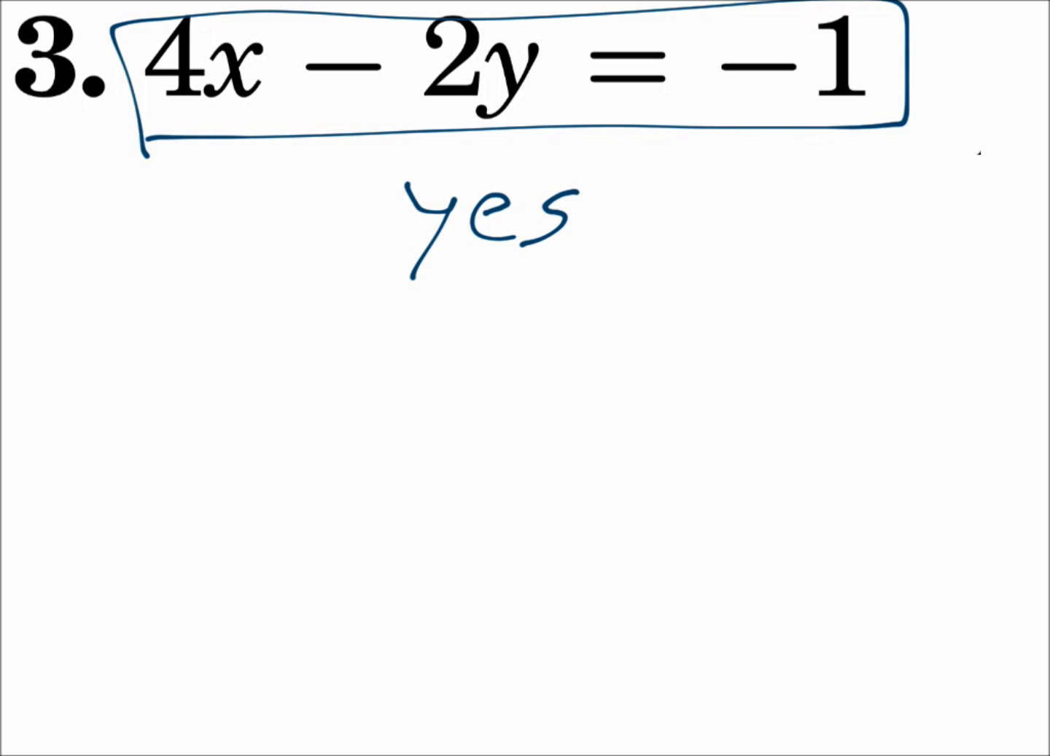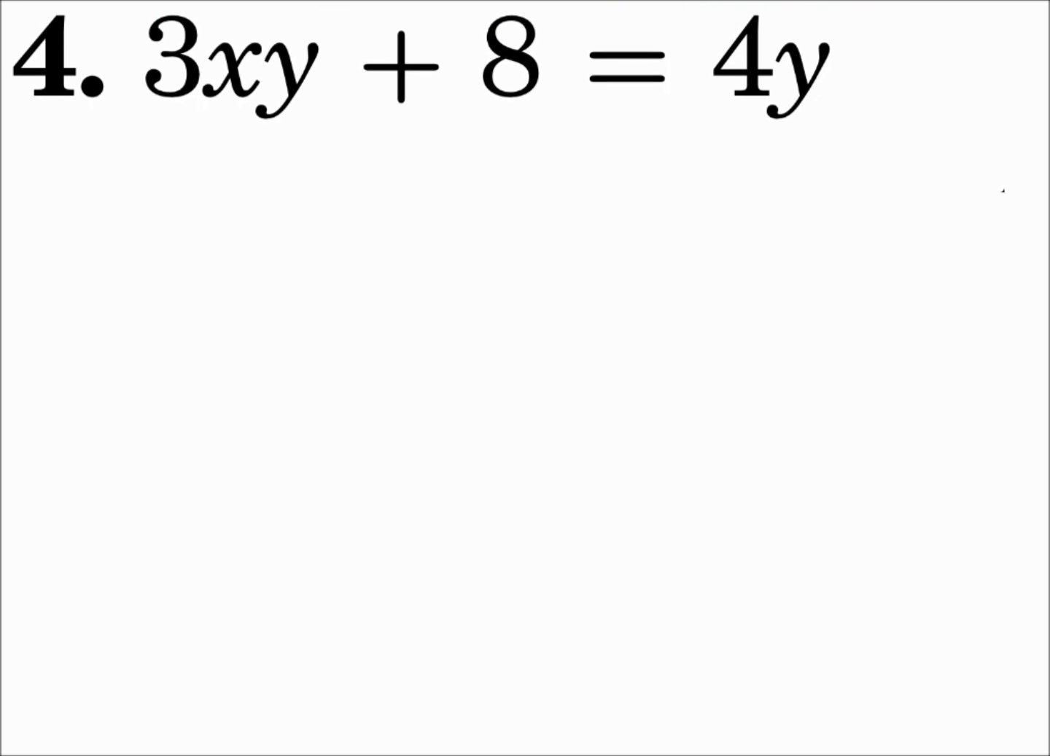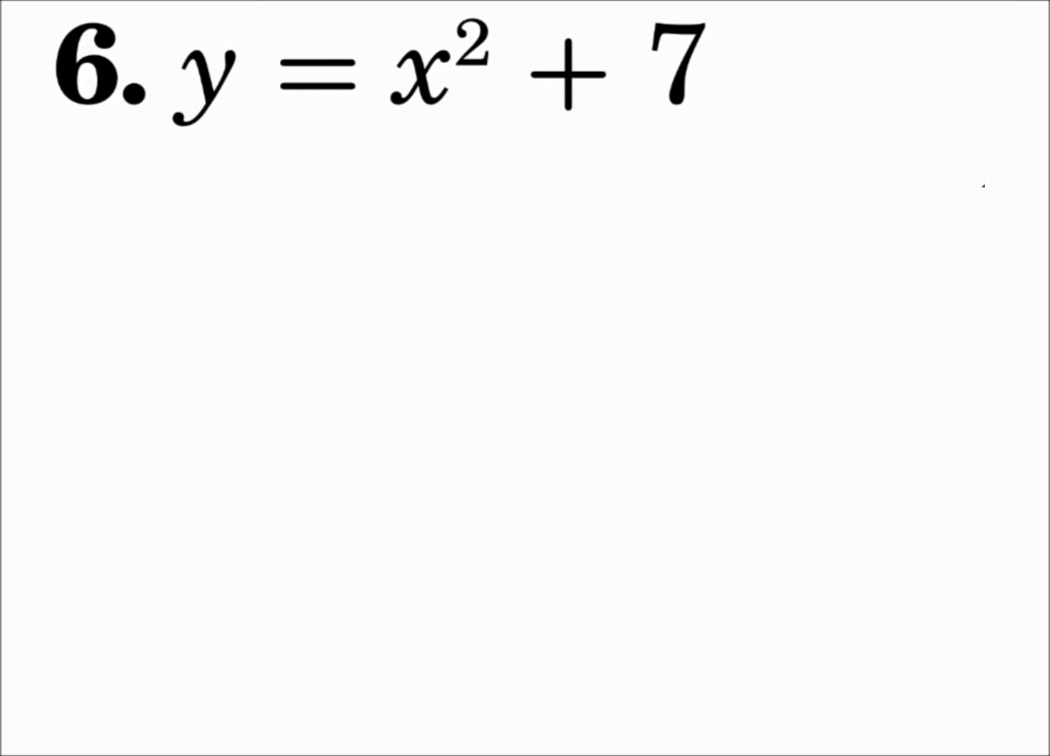Number 4, 3xy plus 8 equals 4y. Well, I have an xy, so this one is no. It's not a linear equation. You can't have x times y. Number 6, y equals x squared plus 7. Well, you can't have an x squared, so that's not a linear function. No x squareds, no y squareds, no x times y's.